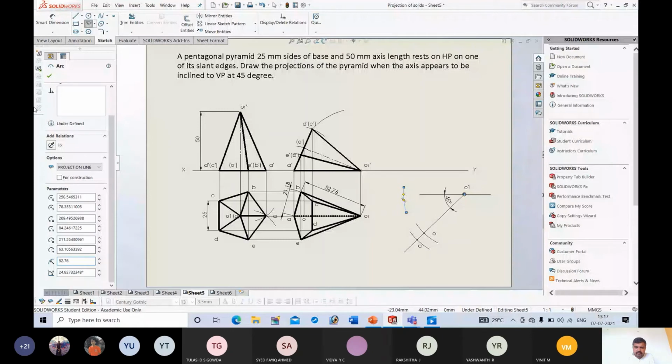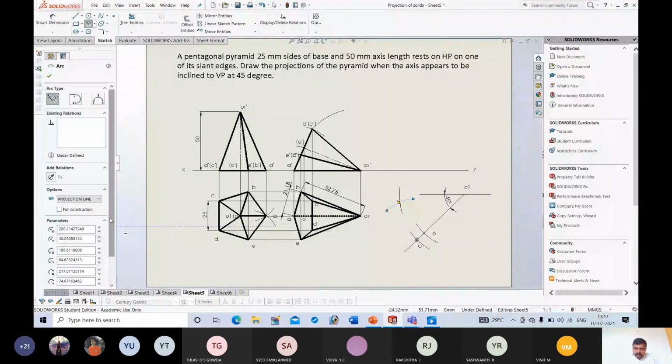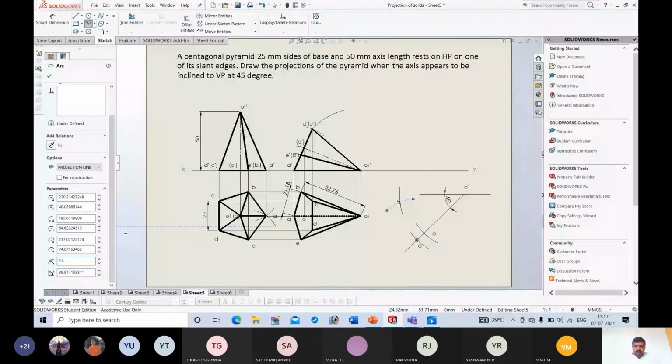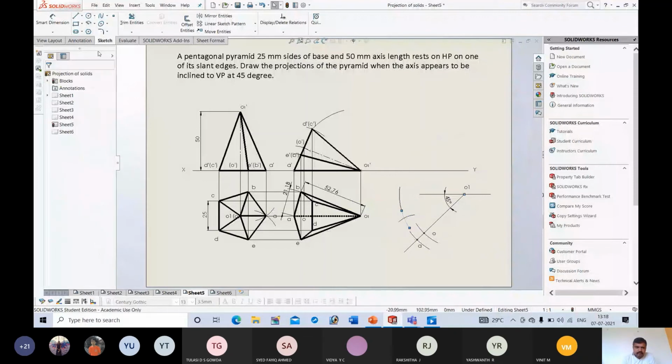A as center and 21.18 as radius, I will draw one more arc. So now I will extend this arc. Okay, so I will get point B.